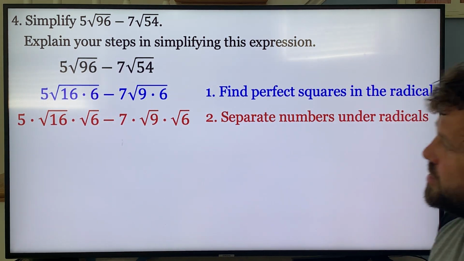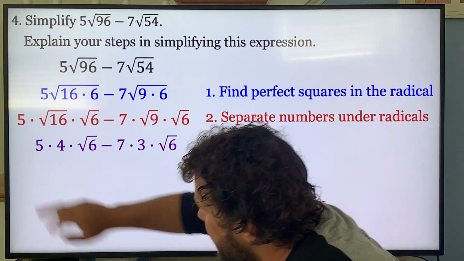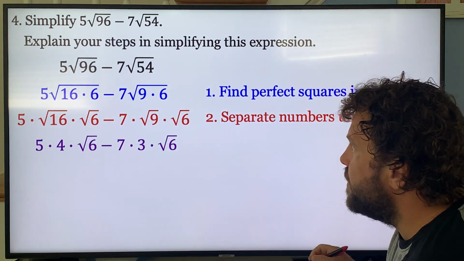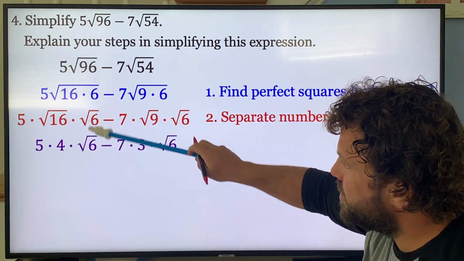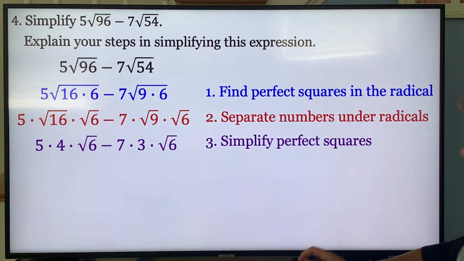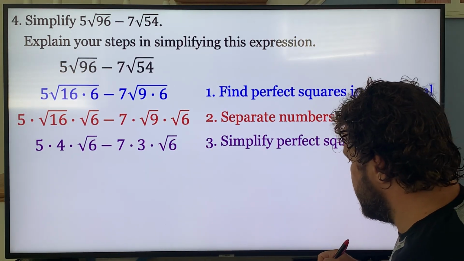So you're going to separate the numbers under the radicals. And then here you get 5 times 4, radical 6, minus 7 times 3, radical 6. All right, so what I did here is I just simplified the perfect squares. All right?